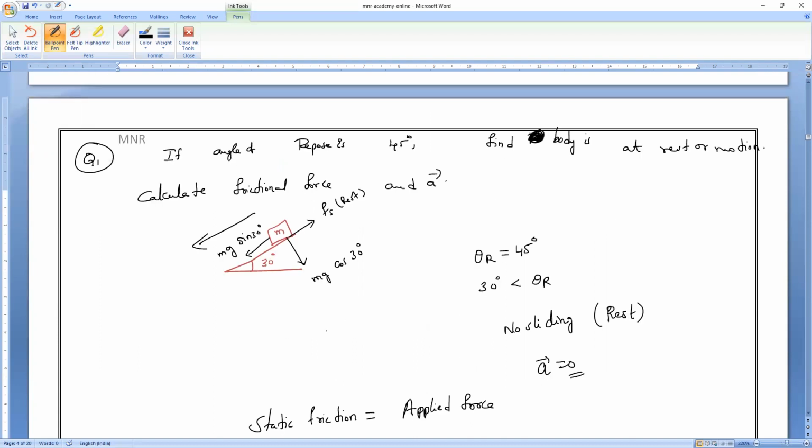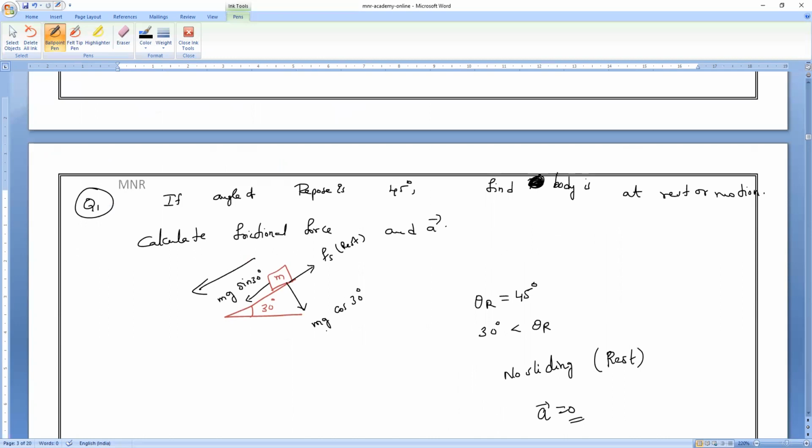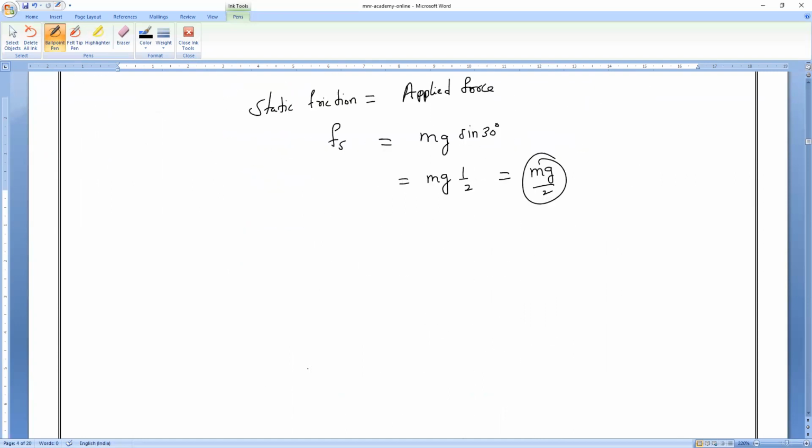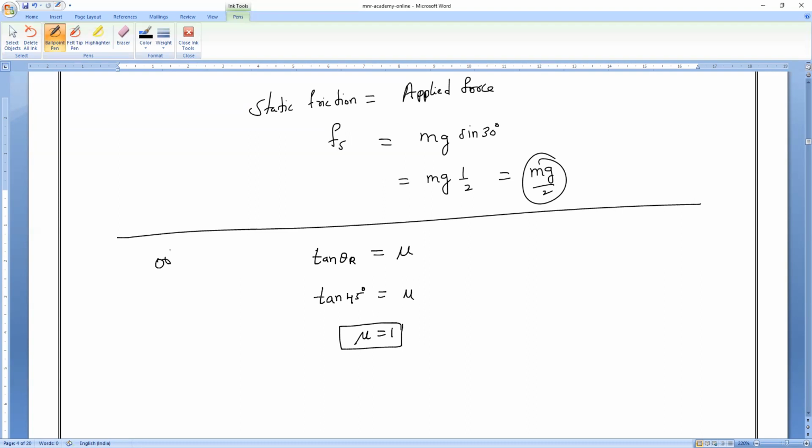So that is how you can solve it. Understand or not? Now, we can also solve it another way. We all know the formula: tan theta, the angle of repose, is equal to mu. The given angle of repose is 45, so tan 45 is equal to mu. Then mu is a constant. How much is its value? 1. Am I right, everyone?